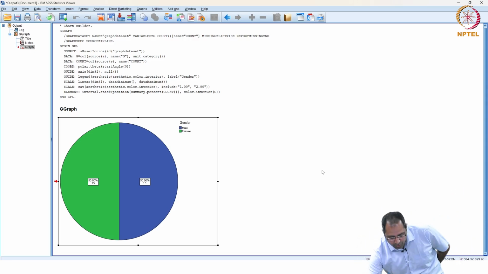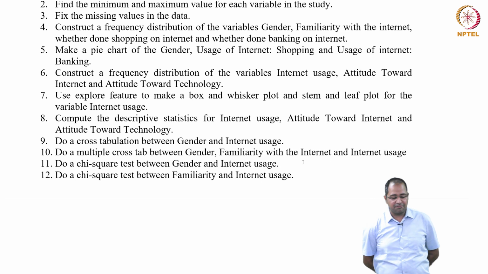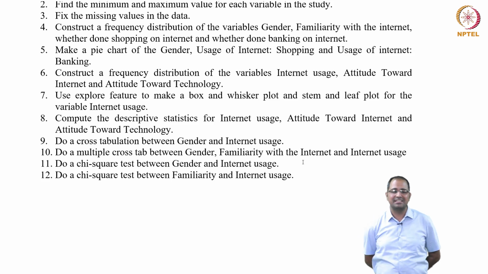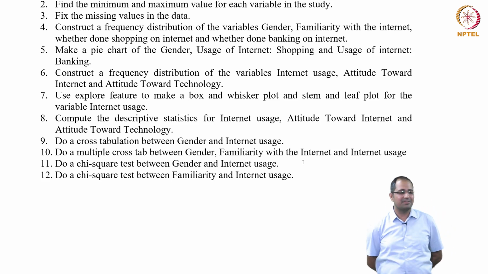So now we move to the next one. Construct a frequency distribution of the variables: internet usage in hours per week, attitude towards internet and attitude toward technology. So you have to tell me what you will draw for which variable.